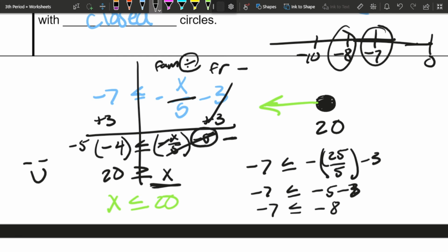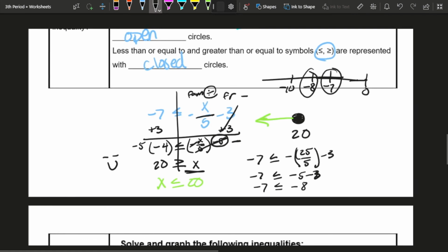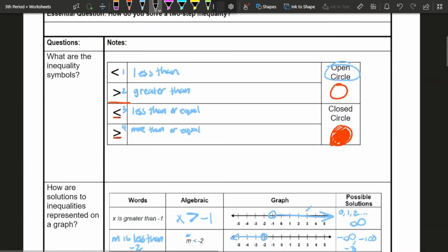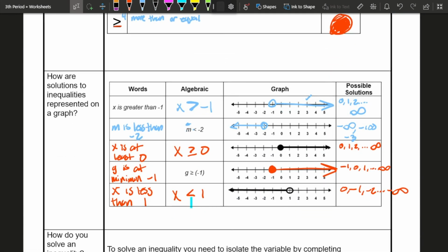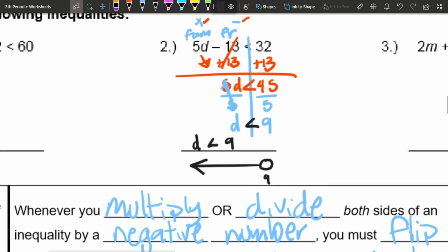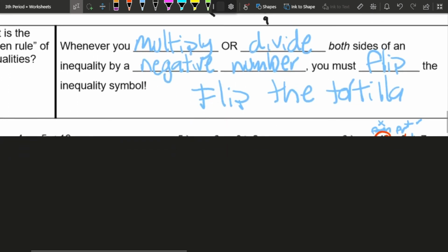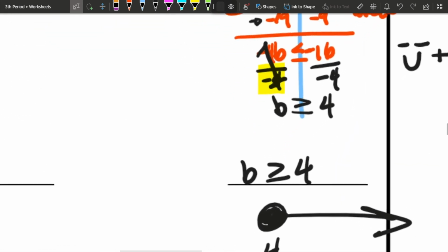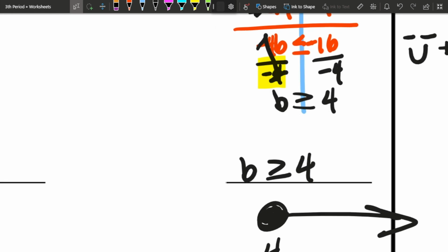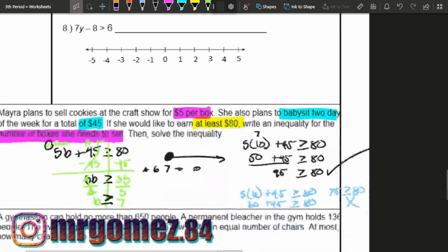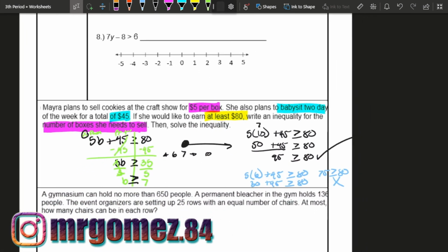We good? All right, so we learned about the signs. We learned about a few words, open and closed circles. We know how to solve inequalities with the friends and family. We also know that when you multiply or divide by a negative number, you have to flip the sign to the opposite direction. And we also know how to write inequalities from word problems using the vocabulary. Anything else that we need to cover?